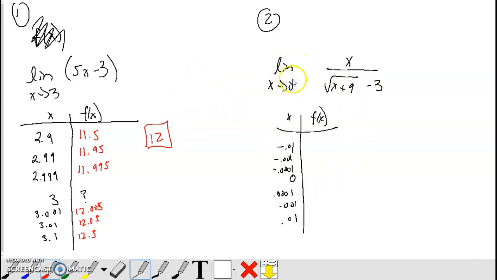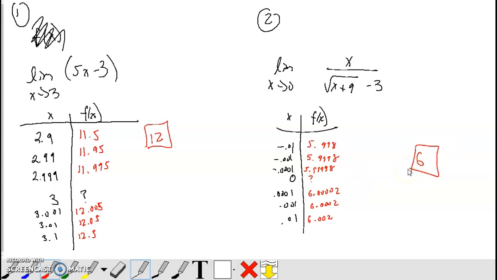All right, as x approaches 0 for this one, so x over the square root of x plus 9 minus 3. A negative 0.01 is about 5.998, so to speak. And as I get closer and closer to 0, I'm just going to be adding more 9s, so 5.9998. Again, who knows what happens when I plug in 0. And then over here, it's going to be 6.002, about 6.0002. So again, I'm pretty confident that this number is going to be 6.